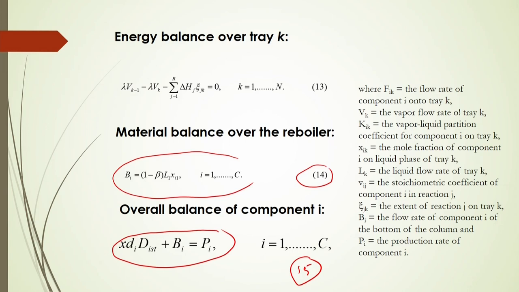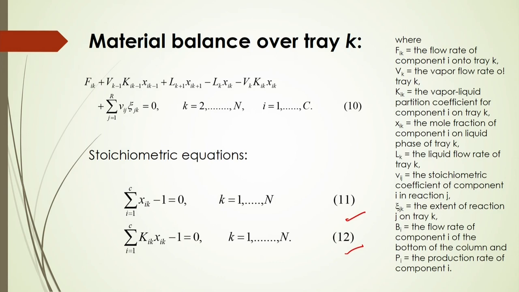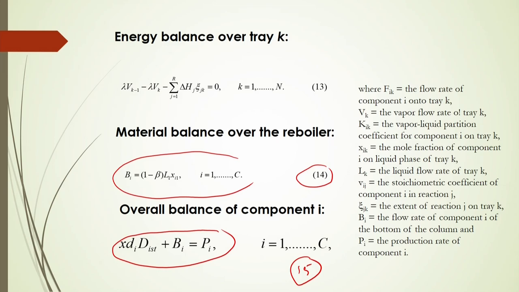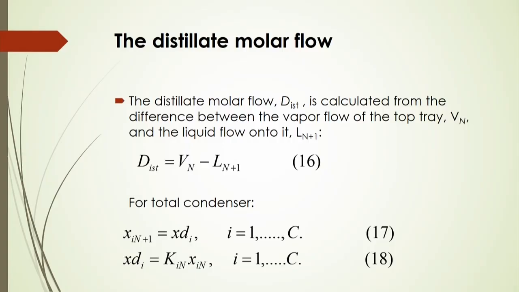So, we are getting the material balance over tray K, the energy balance over tray K, and the material balance over the reboiler. What should be the overall balance of component I? And then you have to consider the distillate molar flow. This distillate molar flow, DIST, is calculated from the difference between the vapor flow of the top tray, that is V n, and the liquid flow onto it, denoted by L n plus 1, as per equation number 16.